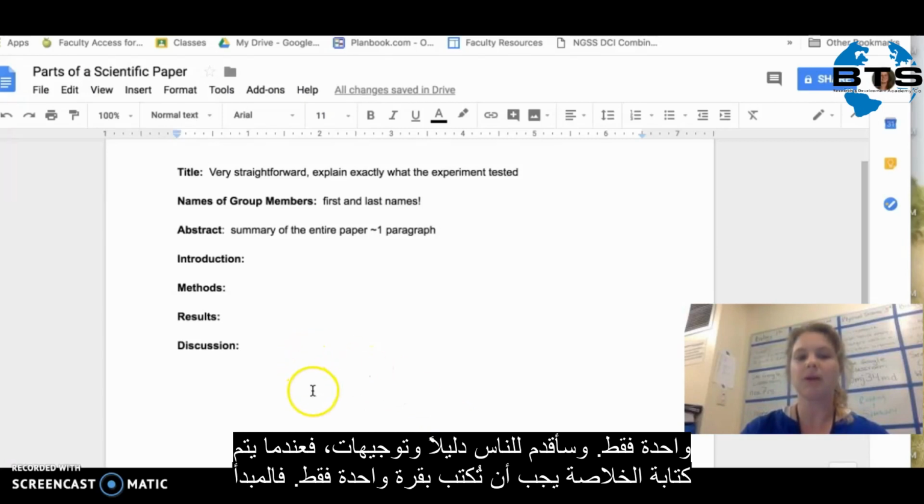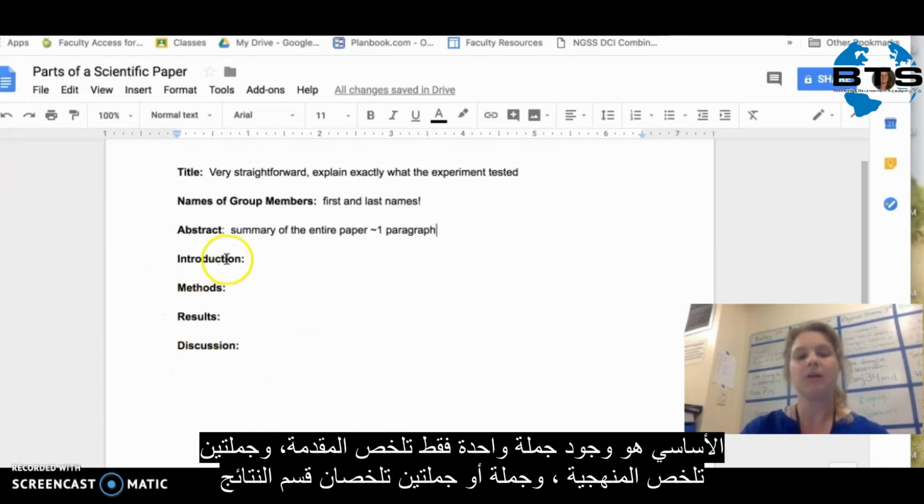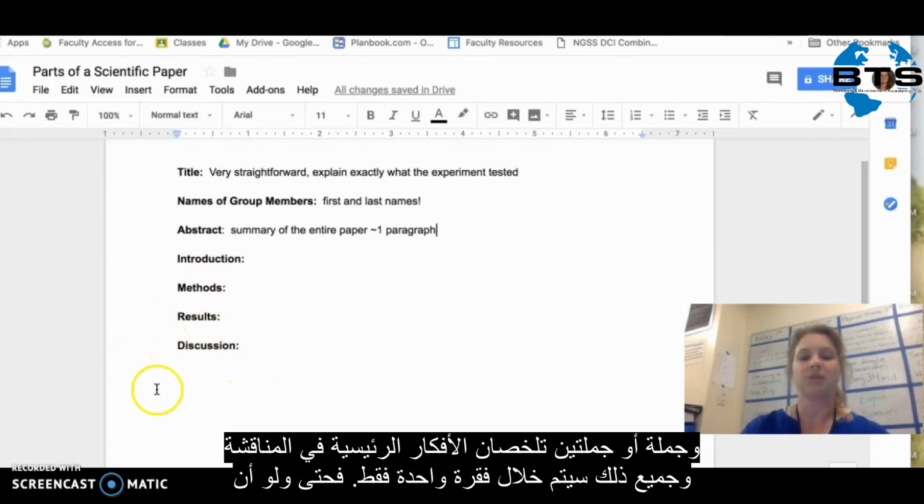I give people the guideline that when you're writing as high school scientists, right now when you're writing your abstract, it should be about one paragraph, and a good rule of thumb is that about one sentence should be summing up the introduction, one or two sentences should be summing up the methods, one or two sentences should be summing up the results, and then one or two sentences should be summing up the main ideas of the discussion, and that'll get you to about a paragraph in length.